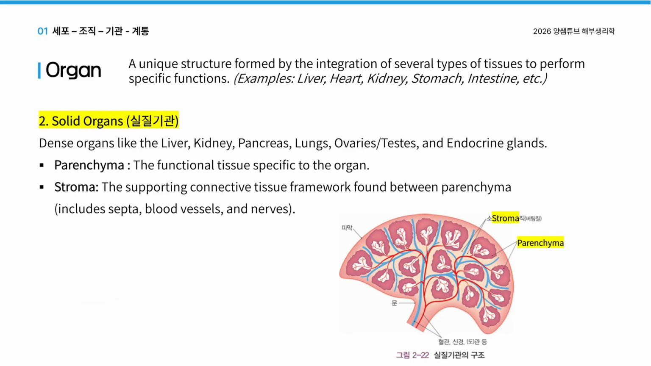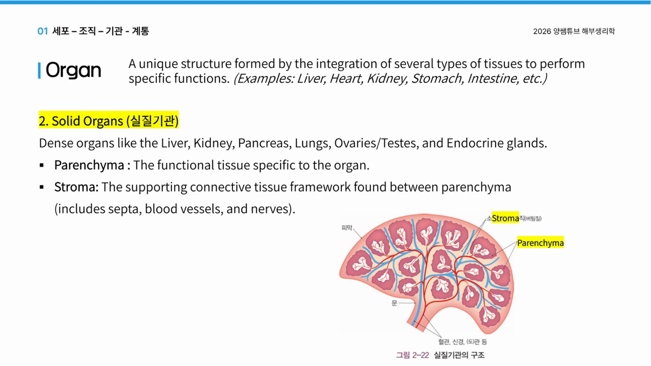Now that we've explored hollow organs, let's turn our attention to the second type, solid organs. Unlike hollow organs, these are dense, solid structures. Think of the liver, kidneys, lungs, or even endocrine glands. While they may look different on the outside, they all share a common internal organization consisting of 2 main parts, the parenchyma and the stroma. Take a look at Figure 2.22. It perfectly illustrates how these 2 components work together.